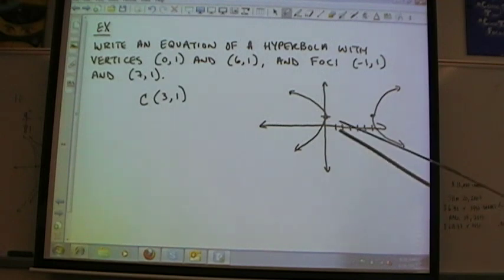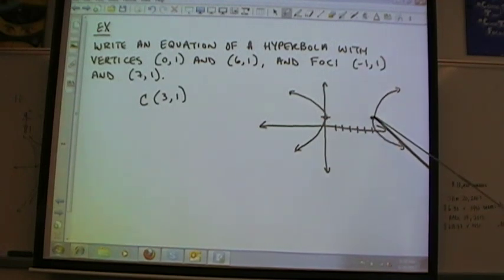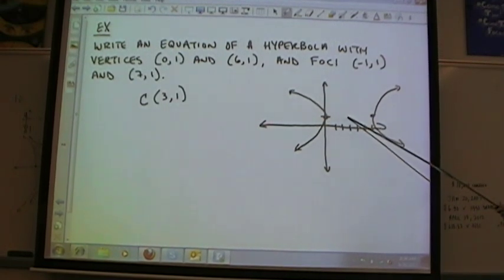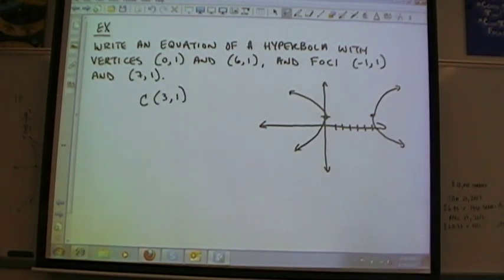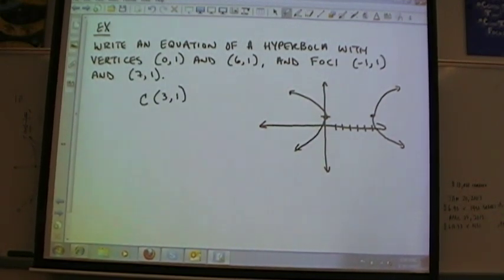Wait, how do you find the center again? I saw that the distance from vertex to vertex was 6 units, so the center has to be right in the middle of that, which would be 3 and 1. Okay, since it opens left, right, in the equation, what comes first, x or y? X has to come first, because it opens along the x-axis. So the first part of the equation would look like this: x minus 3 squared, minus y minus 1 squared equals 1.